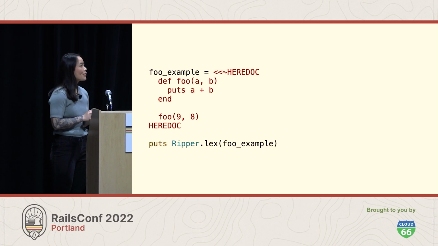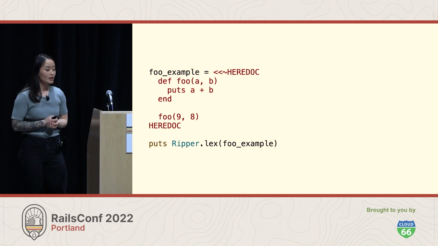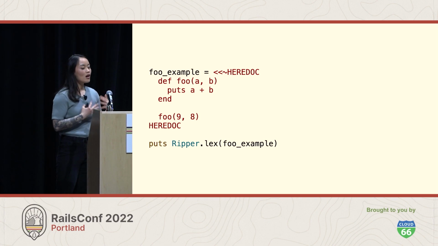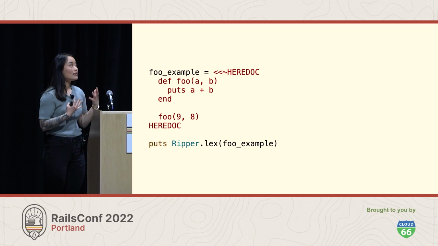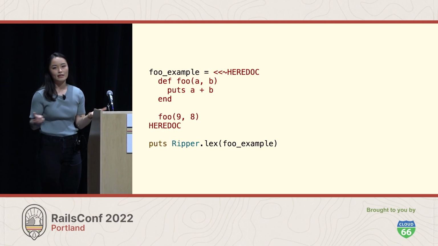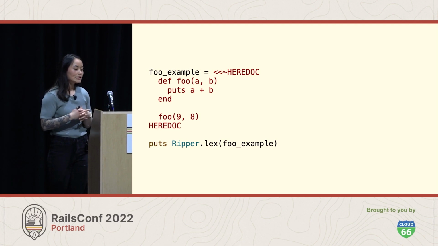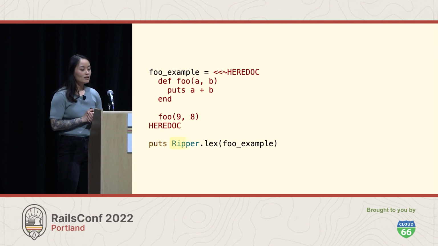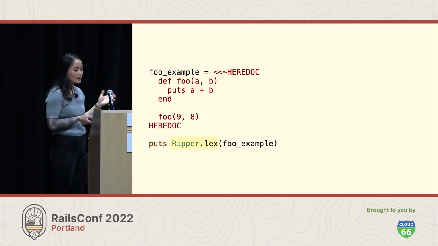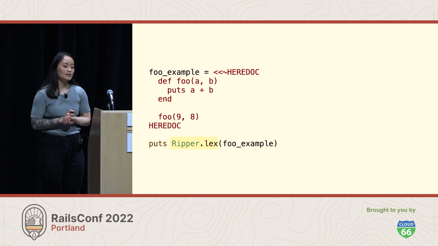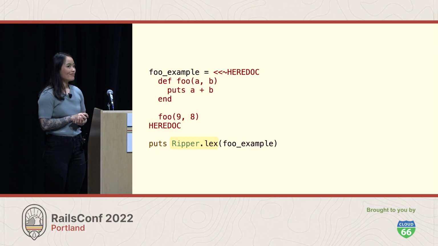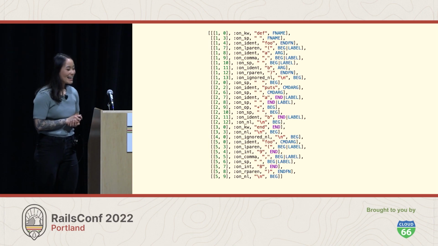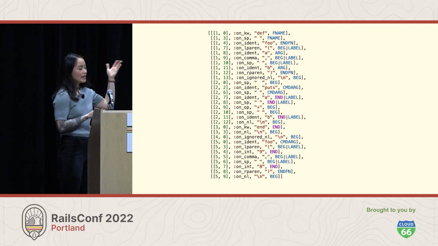To do that, we're going to use Ripper, which is part of Ruby's standard library. It is kind of an interface on top of the Ruby parser, and it allows us to use the same tokenization code that Ruby uses and gives us an insight on how Ruby does things. Then we'll be calling the method lex, which is short for lexical analysis. So this is the output. Don't feel intimidated. It's just an array of tokens.